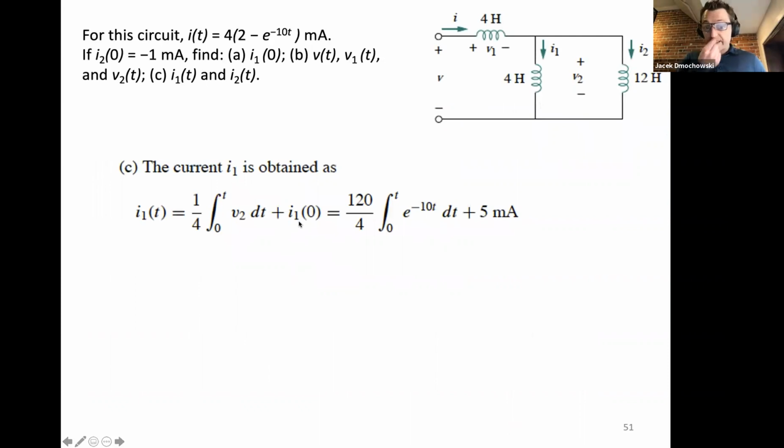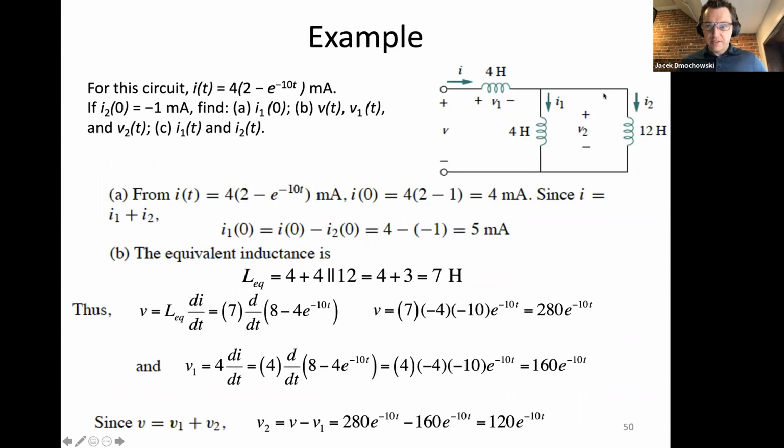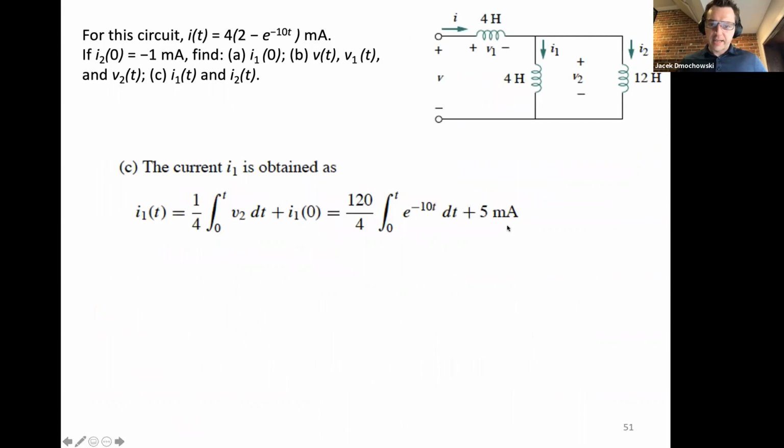And there's one little pesky thing here, which is that this current I1 has an initial condition which is non-zero. Namely, the initial condition is 5 milliamps. So when you integrate, you have to remember to include that as your integration constant. And that's why you get the 5 milliamps here, it's just the initial current in this inductor at time 0. So when we're beginning the integration, this inductor already has a current of 5. So anything that happens between 0 and t has to get tacked onto that initial value.